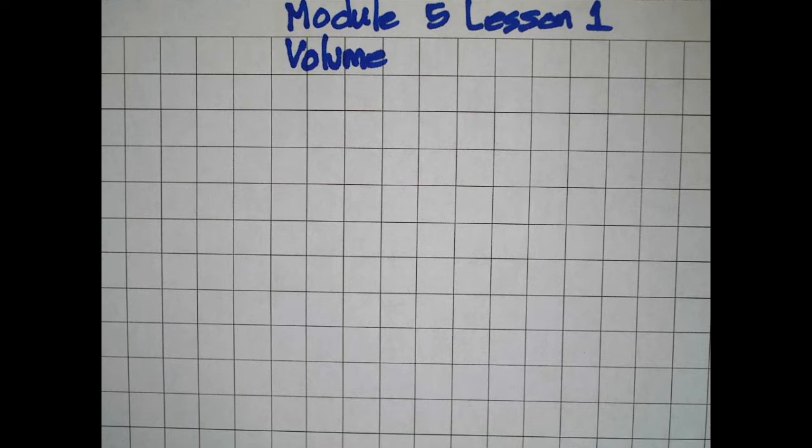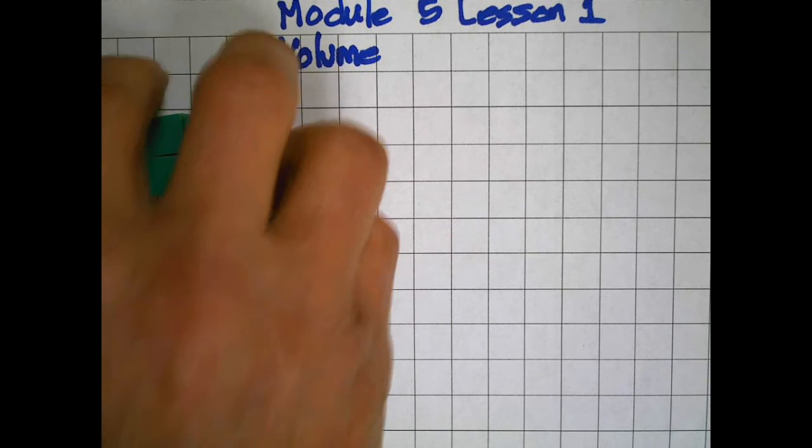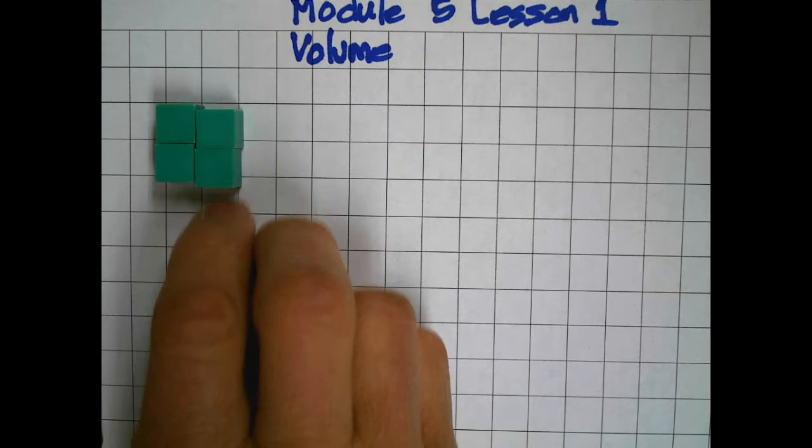Today we're going to look at something called volume. This is our beginning lesson for Module 5, Lesson 1. Let's start simple. Let's start with one layer. This is what you call one layer, and this is volume.